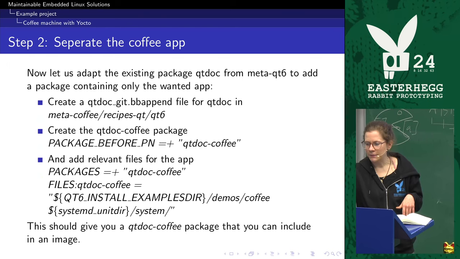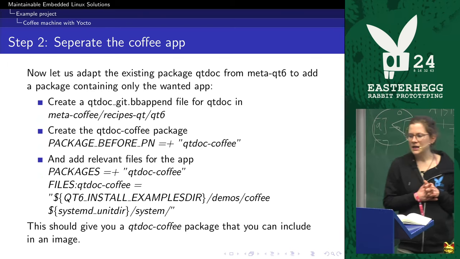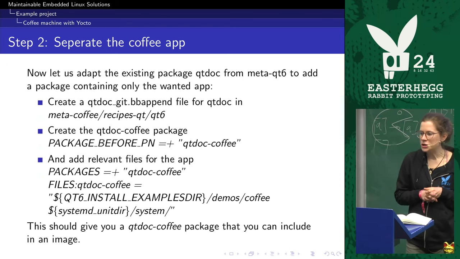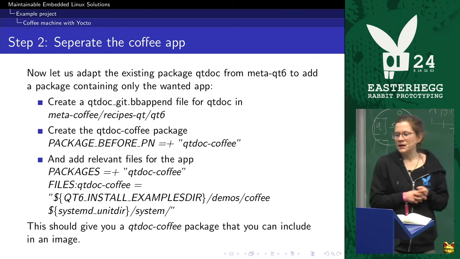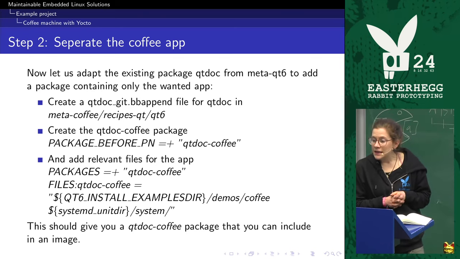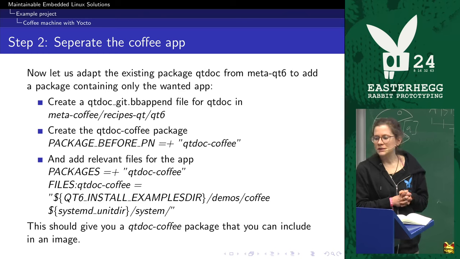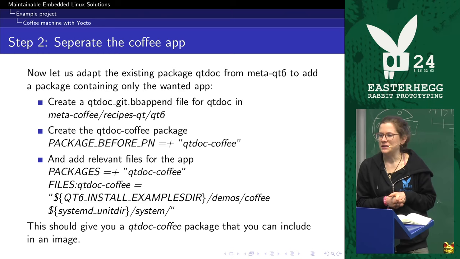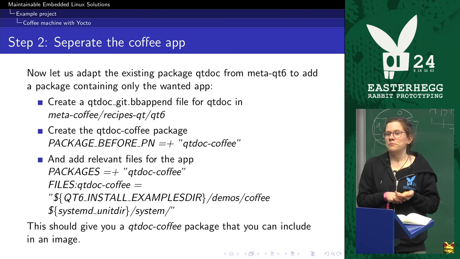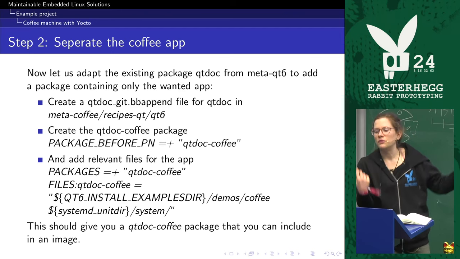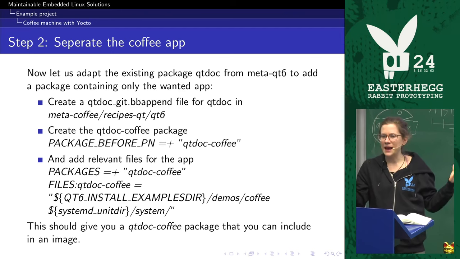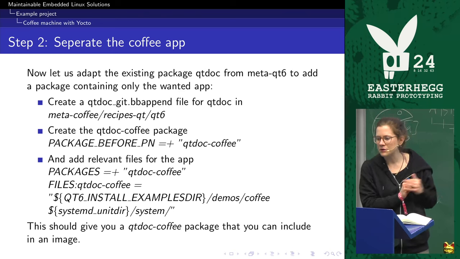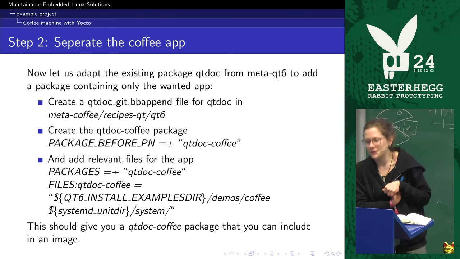So in the meta coffee layer, we will then start implementing our changes. There is already a recipe, Qt doc, which includes the coffee machine. So it includes metadata that describe how to build the coffee machine. But this coffee machine will be packaged with all the other examples and demos, so we don't really want this.